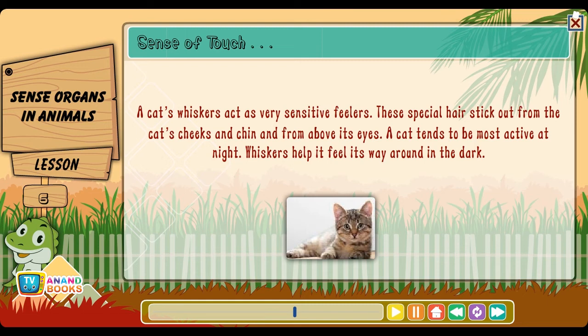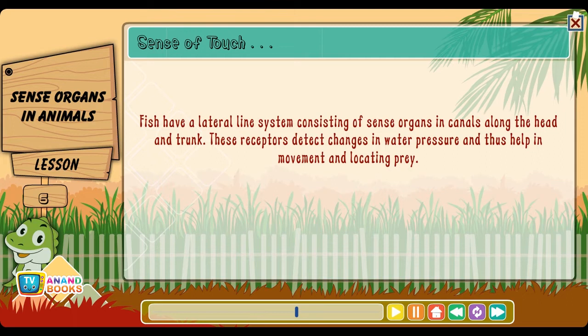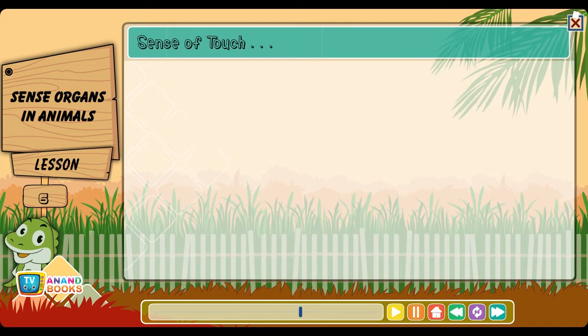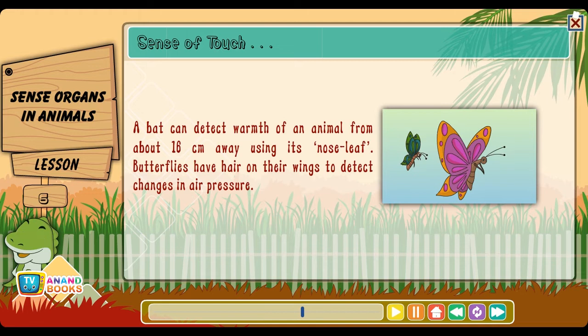Fish have a lateral line system consisting of sense organs in canals along the head and trunk. These receptors detect changes in water pressure and thus help in movement and locating prey. A bat can detect warmth of an animal from about 16 centimeters away using its nose leaf. Butterflies have hair on their wings to detect changes in air pressure.